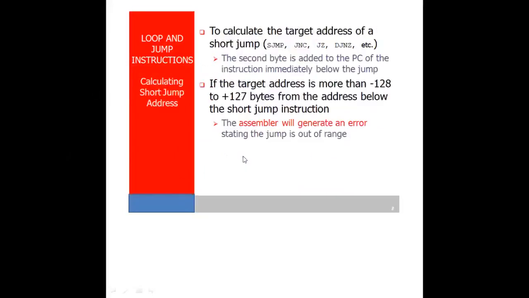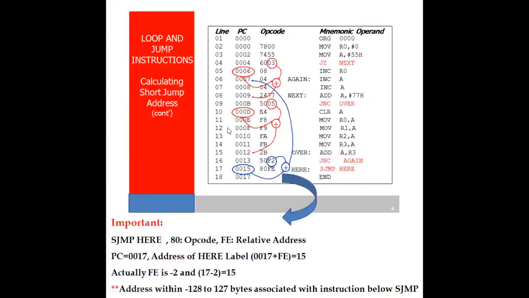The next topic is how to calculate the short jump address. This applies to SJMP, JNC, JZ, and all these instructions, where the second byte specifies the relative address. The target address is not more than minus 128 or plus 127 bytes from the program counter, which is the address of the instruction immediately below the jump instruction. If by mistake we write a relative address outside this range, the assembler will generate an error. Let us consider one example.